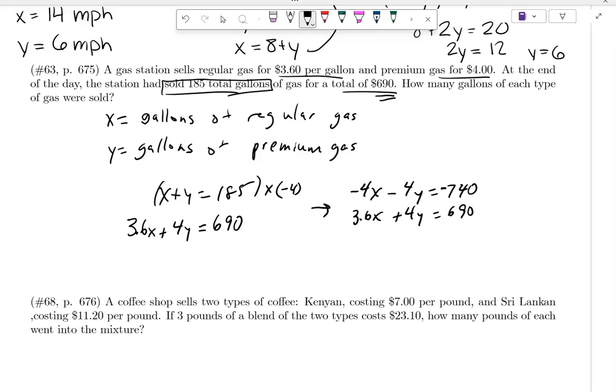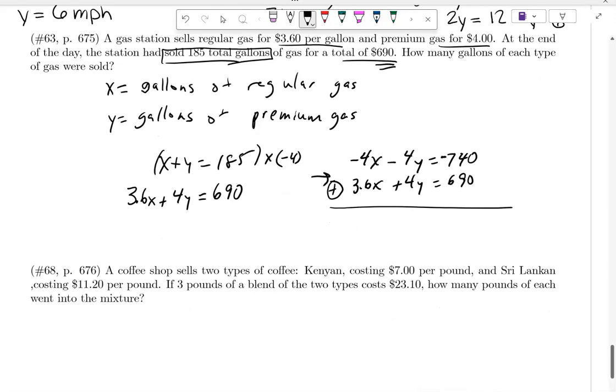And again, now to eliminate the y's, we can just add the two equations together. What do you get when you add? What do you get for the x? The negative 0.4, right? And what do you get when you add your constants on the other side? Negative 50. Good.